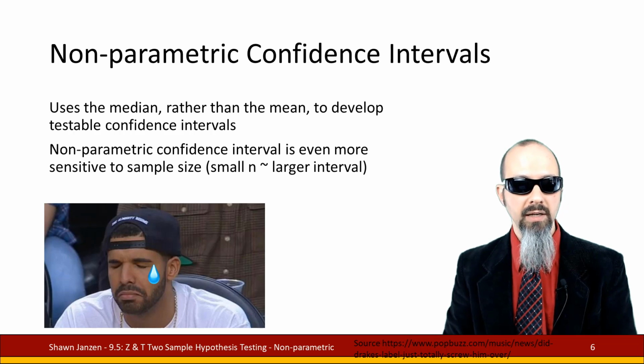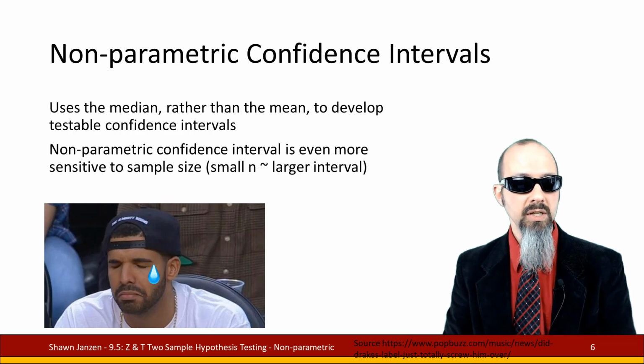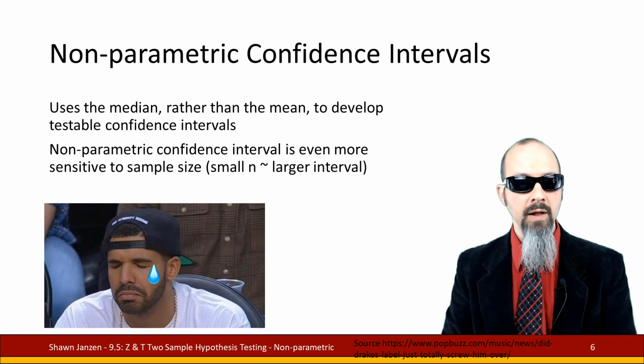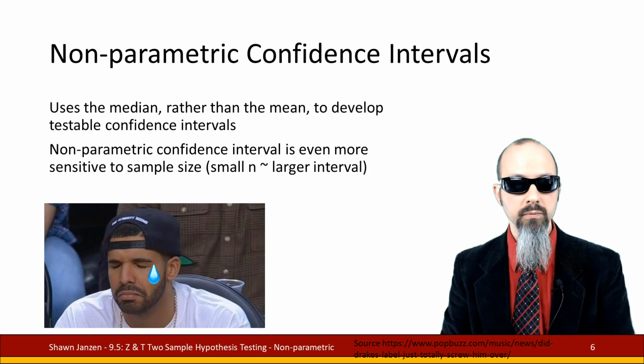Now, keep in mind, a slight caveat is that when we're using medians instead of the means when building our confidence intervals, it can be more sensitive to things like our sample sizes, and so our intervals could be artificially wider than they might normally be, particularly when our sample sizes are small.